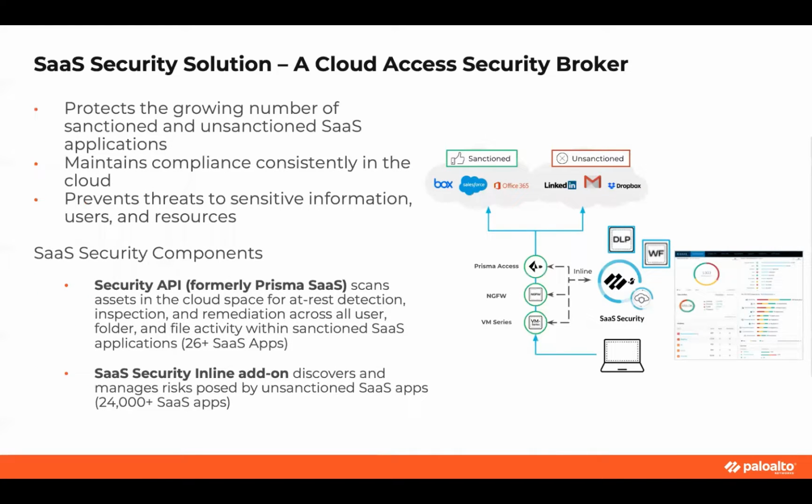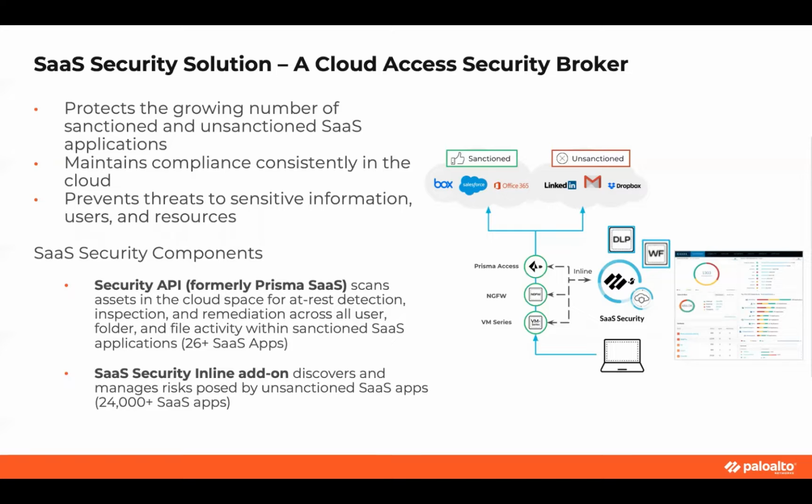SaaS security solution protects the growing number of both sanctioned and unsanctioned applications. It prevents threats to sensitive resources and maintains compliance in the cloud. There are two components working together to provide these functions. SaaS Security API, what once was called Prisma SaaS, is the component that scans assets in the cloud for detection and inspection across all users and also provides remediation options. Currently, about 26 applications are supported.